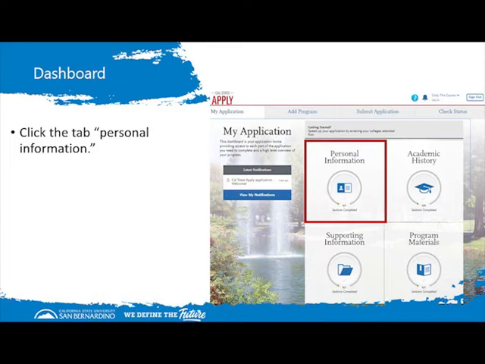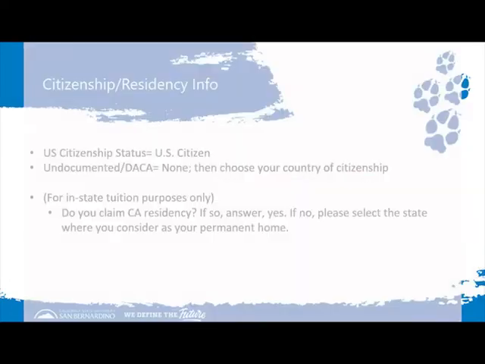The first 3 tabs require you to certify that the information you will be entering is true and accurate. The biographic section asks for your name, alternative name if applicable, preferred name, etc. Next, you'll see contact information, where you'll enter your current permanent address, phone, and email. The following tab will be the citizenship residency information.